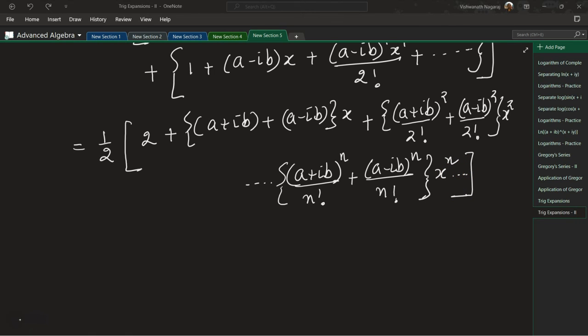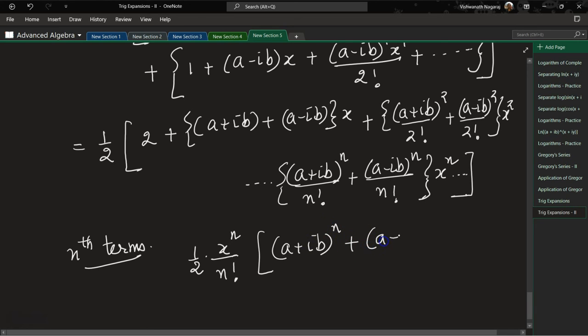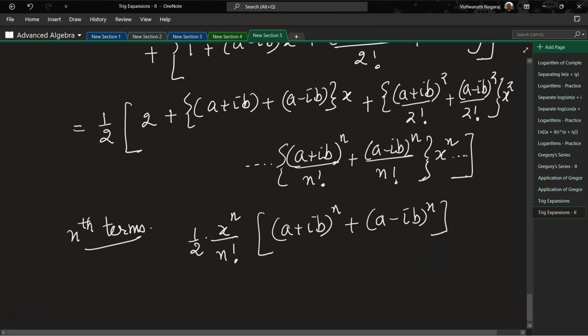Okay, now instead of working on the entire series every time, let's take the nth term and proceed further. So the nth term is equal to 1 by 2 times x to the power of n divided by n factorial, if we take the LCM, n factorial is common so we can take it out, and what we end up with is a plus ib to the power of n plus a minus ib to the power of n. Okay, and instead of taking the nth term itself, let's take the coefficient of x to the power of n. So in that case, I don't have to write x to the power of n.